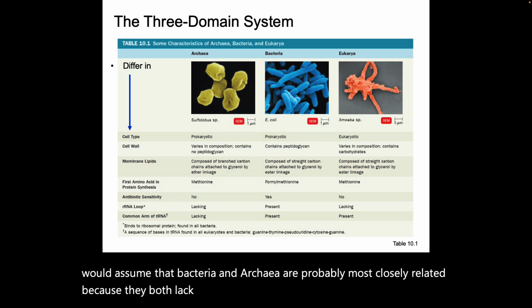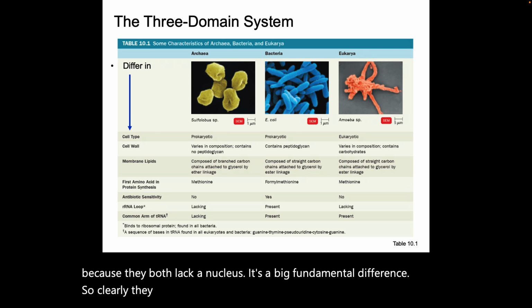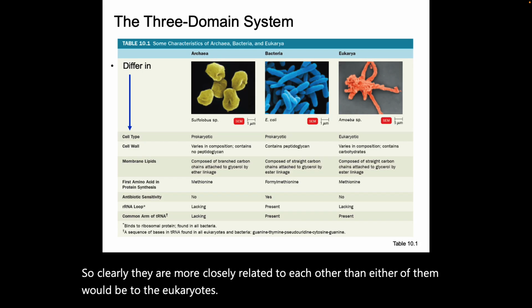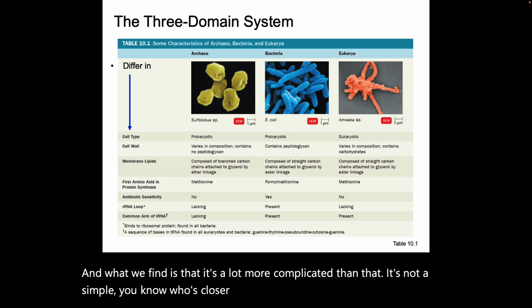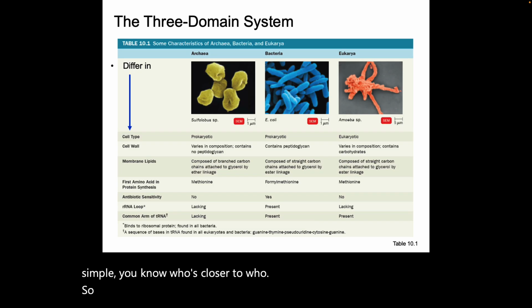It's a big fundamental difference. So clearly they are more closely related to each other than either of them would be to the eukaryotes. And what we find is that it's a lot more complicated than that. It's not a simple, who's closer to who. So yes, they do differ in cell type.